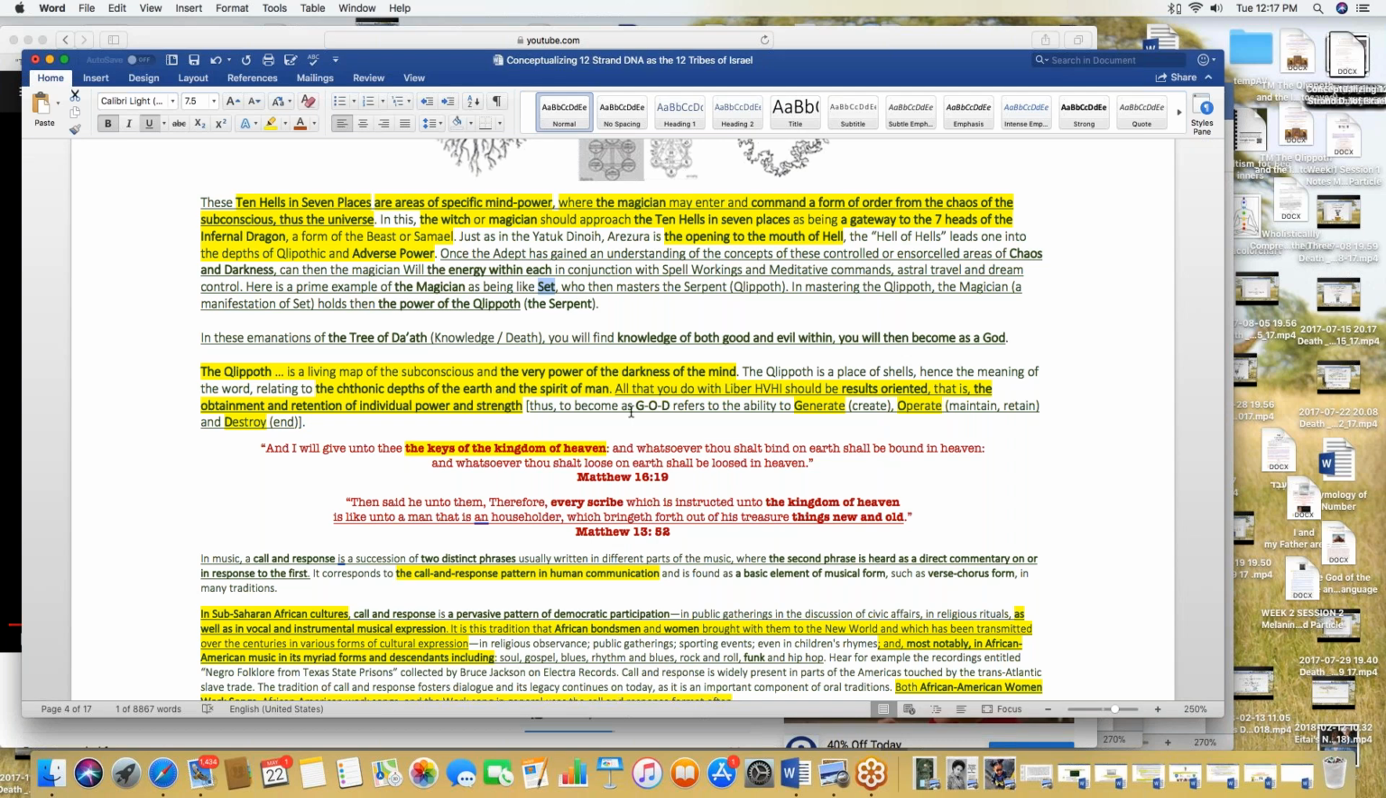All that you do with Liber Yahuwah should be results oriented. That is the obtainment and retention of individual power and strength. That is your individual power and strength, not anyone else's.